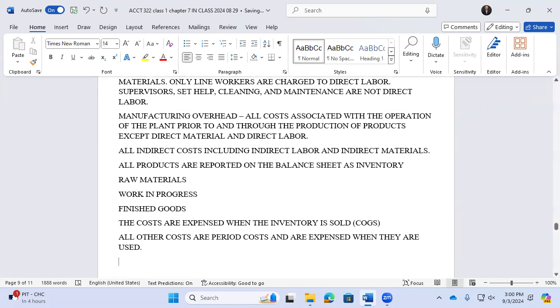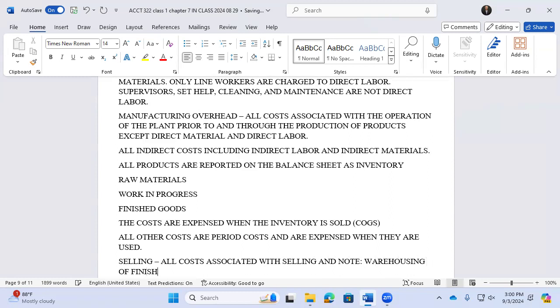So now, just thinking financial statements, what are some of the categories that you might see on the financial statements? You might see selling. And these are all costs associated with selling. And note, warehousing of finished goods is a sales cost.